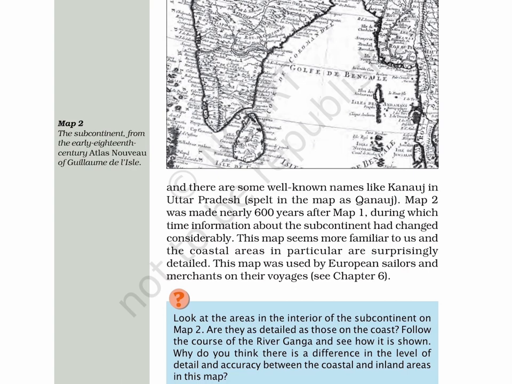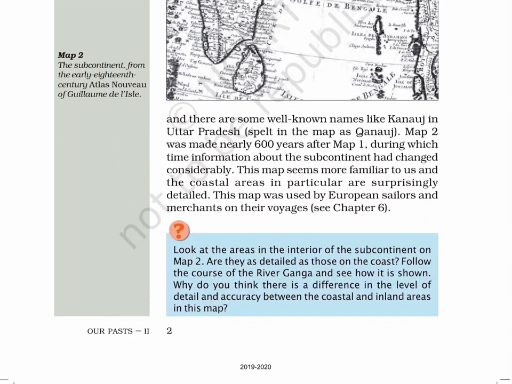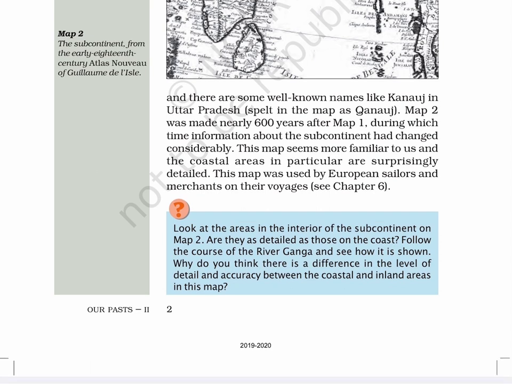On this page, Map 2 of the Indian subcontinent from the early 18th century atlas is shown. Map 2 was made nearly 600 years after Map 1, during which time information about the subcontinent had changed considerably. This map seems more familiar to us, and the coastal areas in particular are surprisingly detailed. This map was used by European sailors and merchants on their voyages. See Chapter 6.